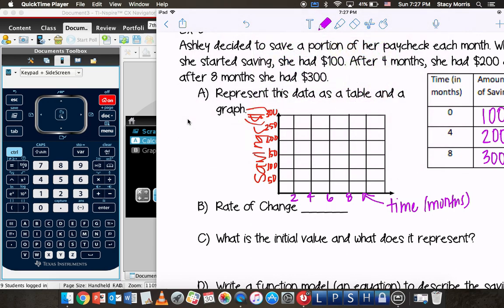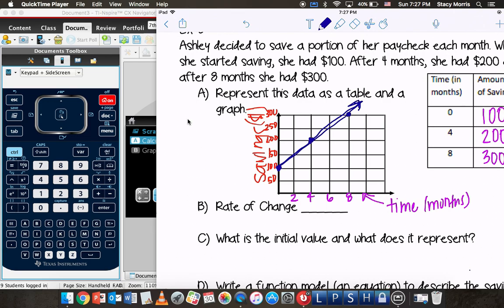Okay, so now let's plot these points. At 0 months, she has $100. So that's not a 0, 0. It's already right here: 0, 100. At 4 months, she has $200 right here. And at 8 months, she has $300 right here. So we'll be increasing like this. Pretend that my line is straight and actually goes through the points.